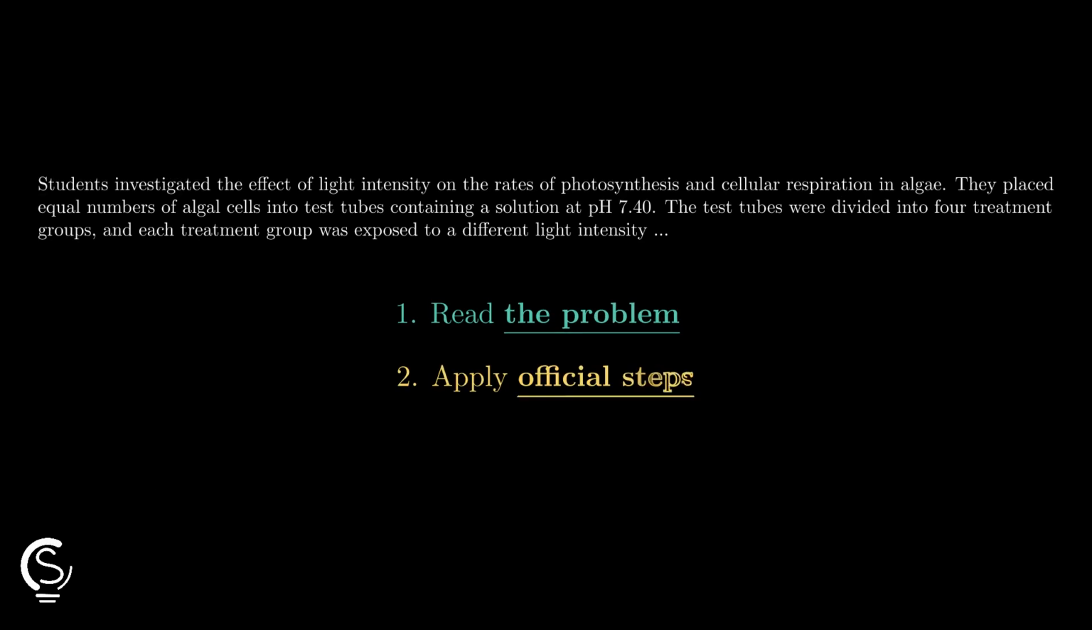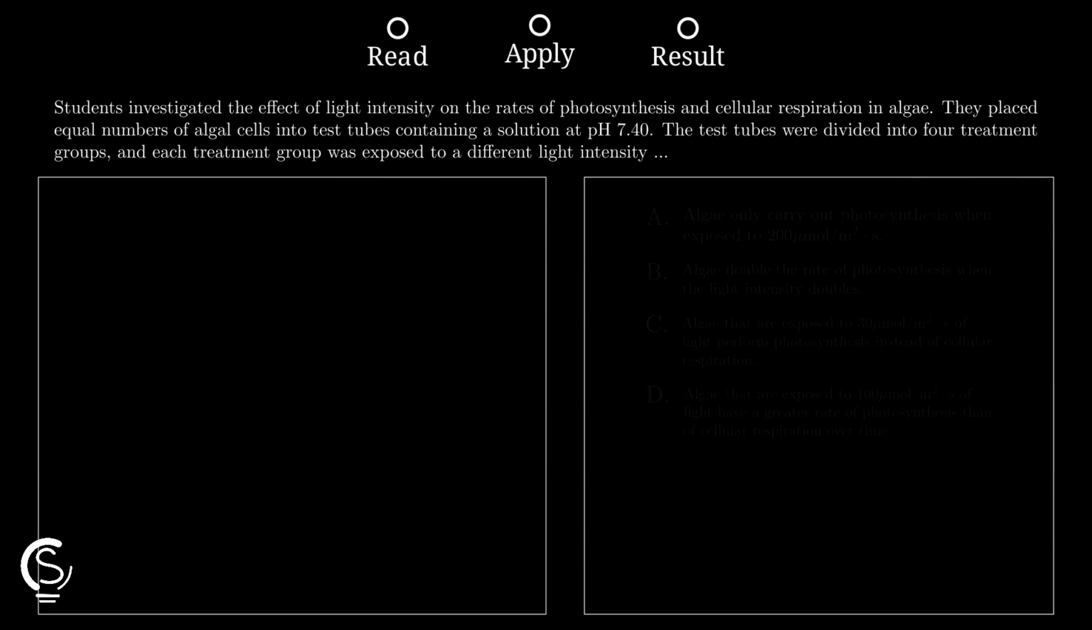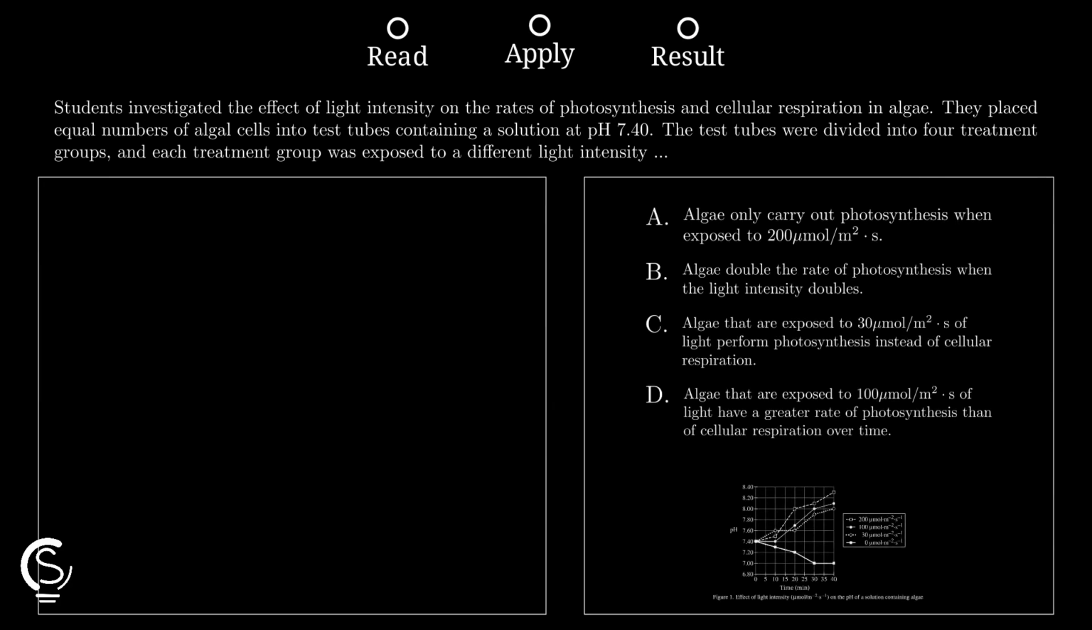Photosynthesis versus respiration is tested through pH changes, and this one is quick. Read the graph carefully, connect carbon dioxide to acidity, and lock in. The graph shows that at 100 micromoles per square meter per second, pH rises over time, and that matters because rising pH means the solution is becoming less acidic.